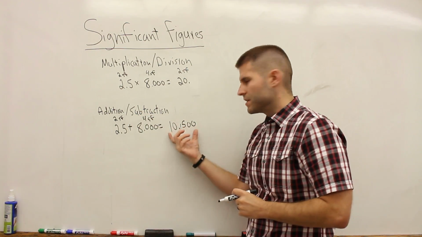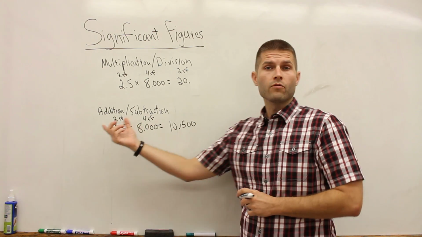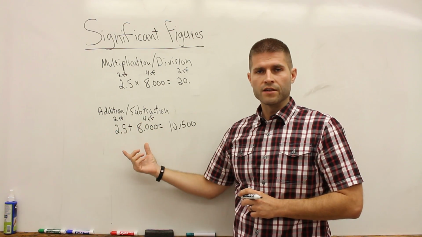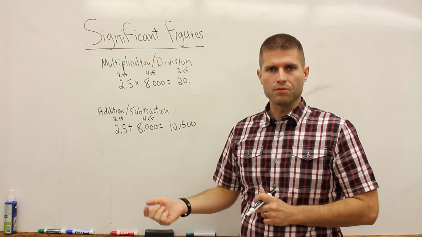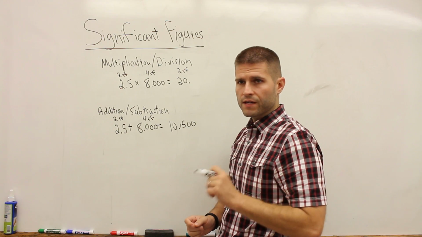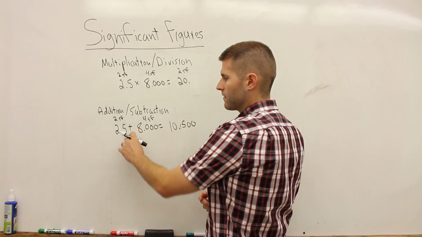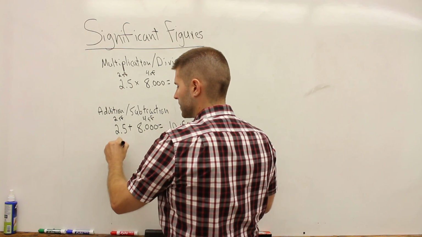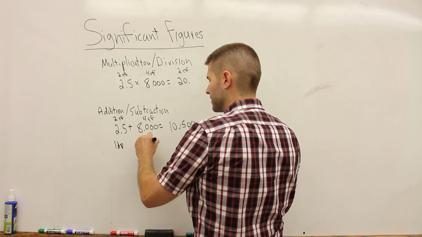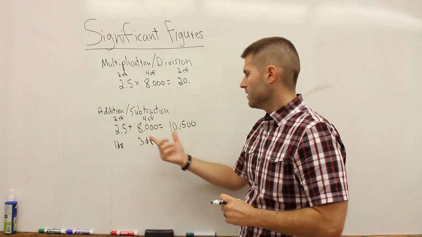So how do we identify the number of significant figures in our final calculation for addition and subtraction? Well, we don't care about the total number of significant figures when dealing with the calculation. We only care about the number of decimal places. So not only do we have to identify how many significant figures are present, we have to identify the total number of decimal places. So here, 2.5 has one decimal place. 8.000 has three decimal places. DP, decimal place, SF, significant figure.